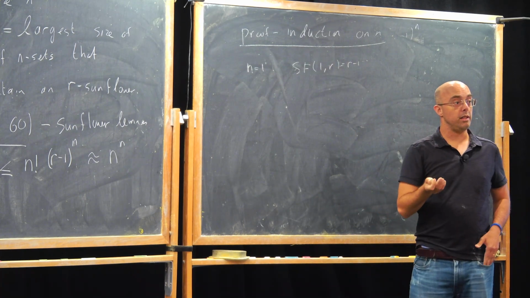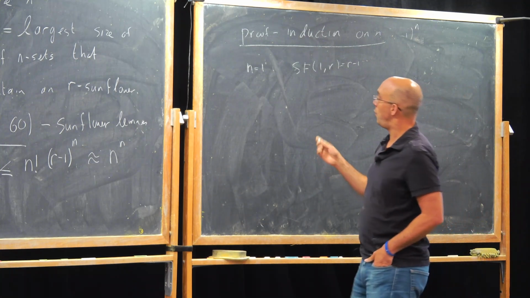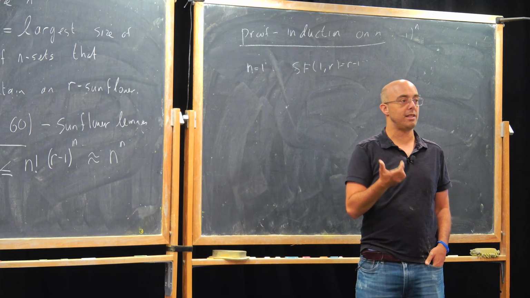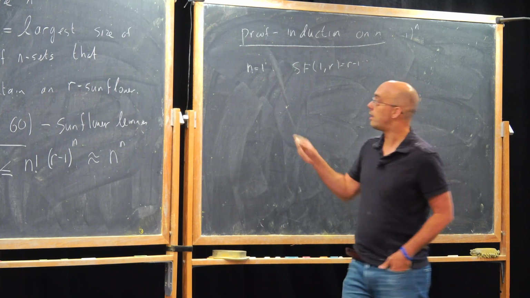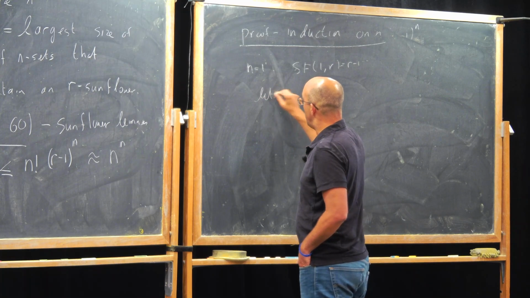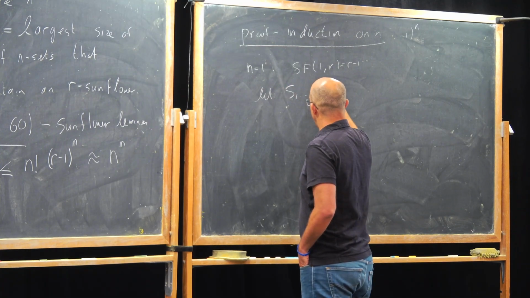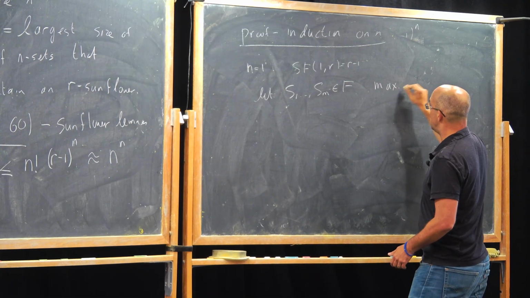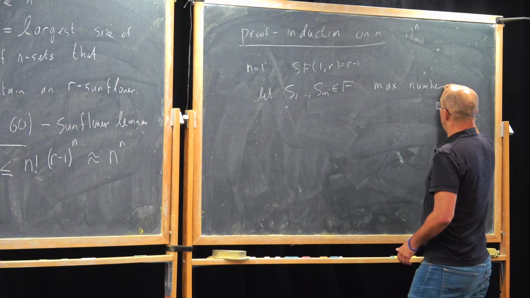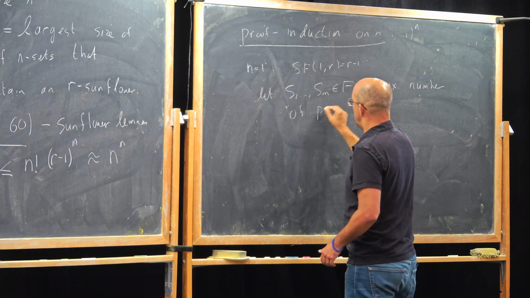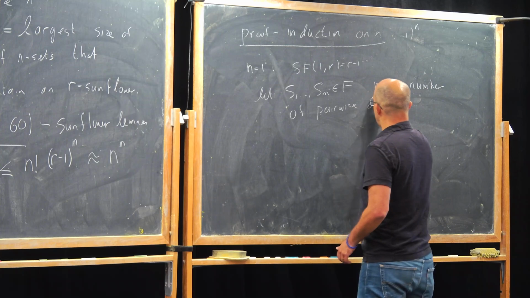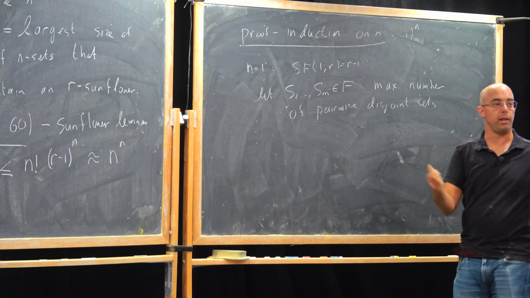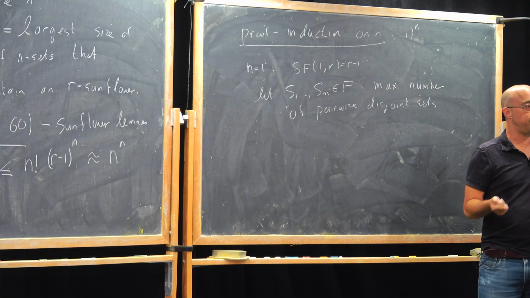So now let's look at a larger n. And the idea is the following. We could say, well, let's try to find as many pairwise distinct sets in my family as I can. So let S1 up to Sm in my family be the maximal number of pairwise disjoint sets. I'm just going to try to choose sets one by one until I cannot find any other set that's disjoint from all of them.